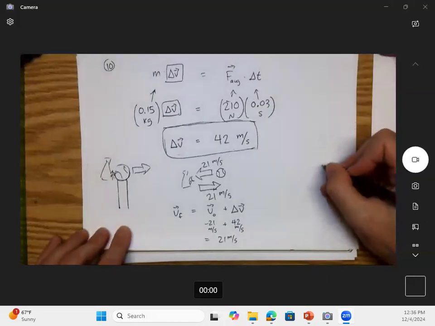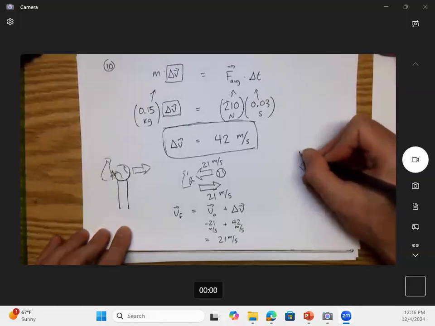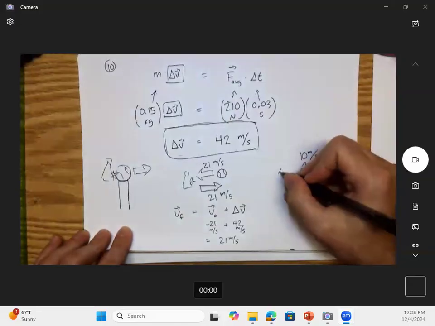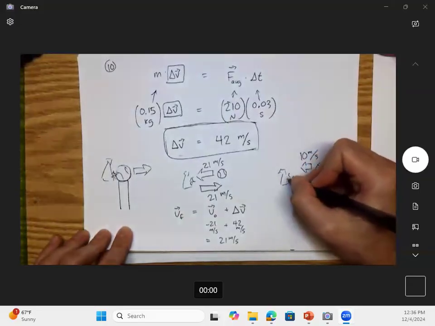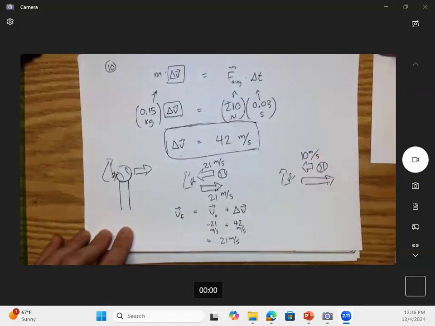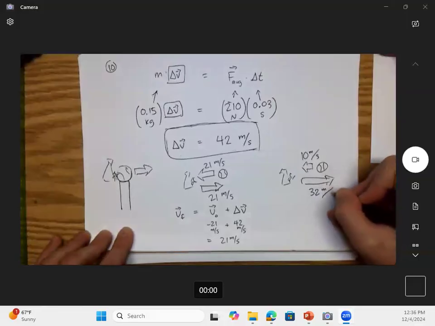Let's do one more of these. What if the pitcher throws a changeup, and it comes in at 10 meters per second to the left. And all same numbers, pow, bat, pow, to the right. How fast is that ball being kicked back to the right? 32 meters per second. Yeah, there you go.